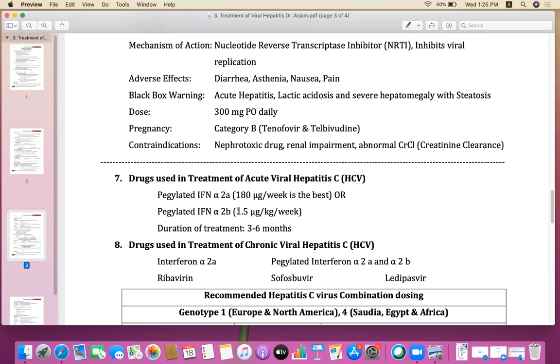So it is available in a low dose as compared to alpha 2A, and the duration of treatment is only near about 3 to 6 months. So these are the drugs which are used in the treatment of acute viral hepatitis C. We are not using interferon in the treatment of acute HBV infection.